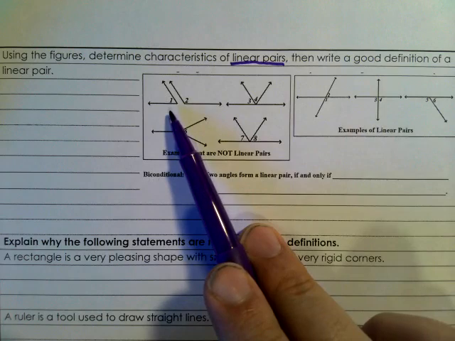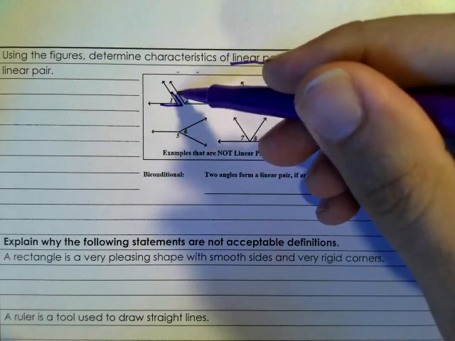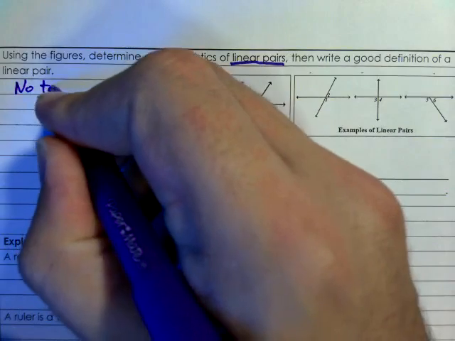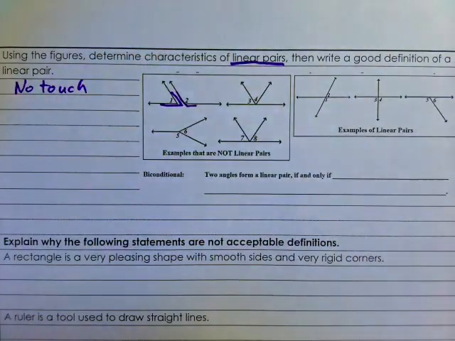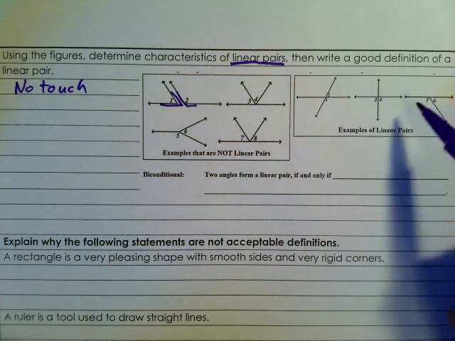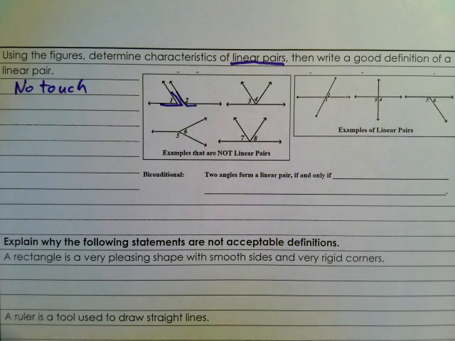If I look at these two, I can tell that these two don't really touch. So I know that linear pairs have to touch each other. These ones seem to touch each other, and these ones do too, but they seem to touch in a different way compared to all the other ones.